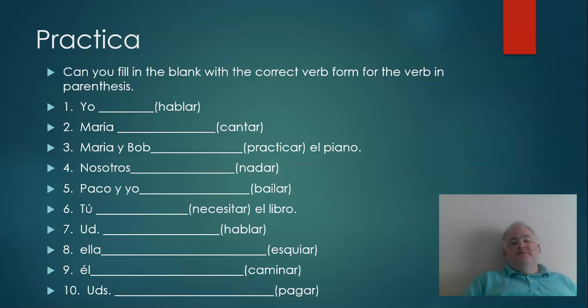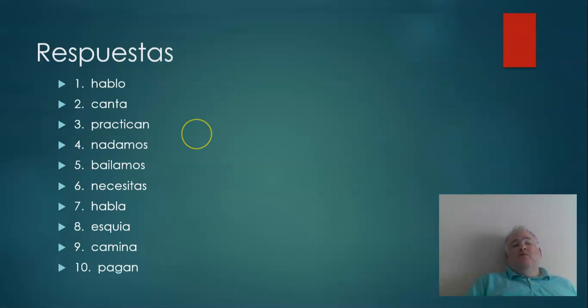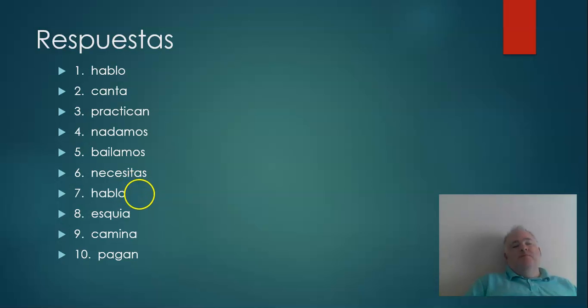Change the verb in parentheses to make it agree with the subject. Keep the stem, chop off the ending, and provide the ending with one of your new verb forms: O, AS, A, AMOS, or AN. I'll put some gas in your tank to get you on down the road. If my verb is hablar, I keep the stem, HABL. I'm going to change my ending. I no longer need the AR. I'm going to change the ending for the yo form, which is an O, and my new word is hablo.